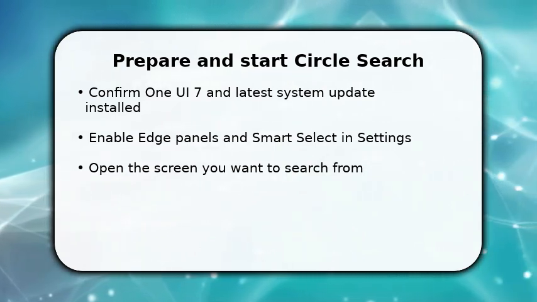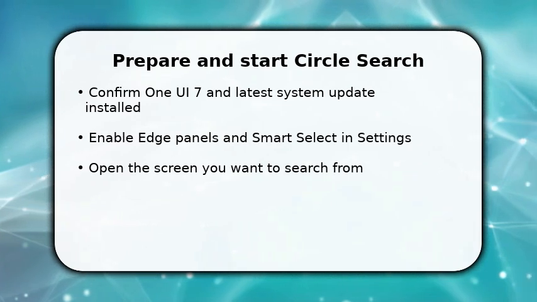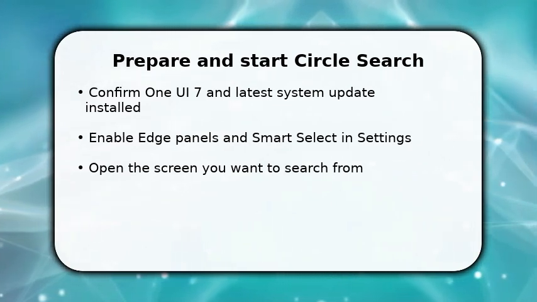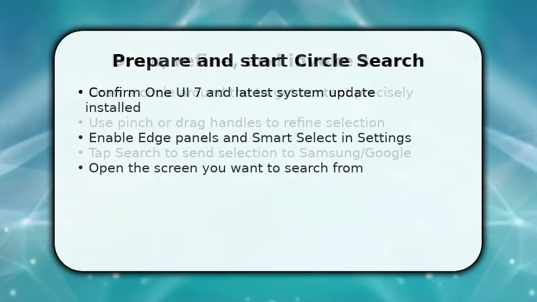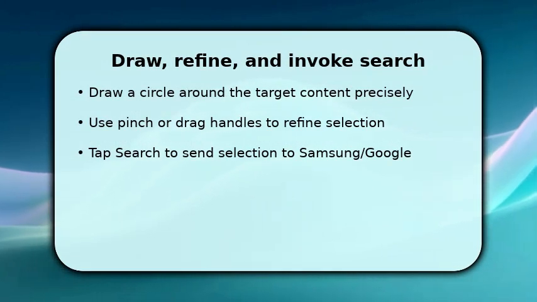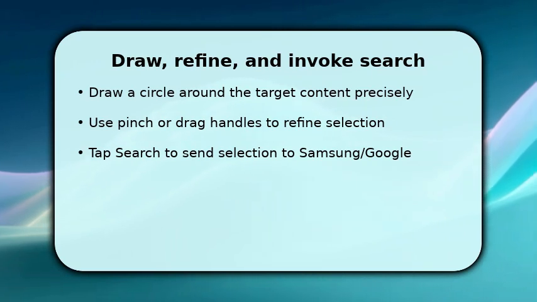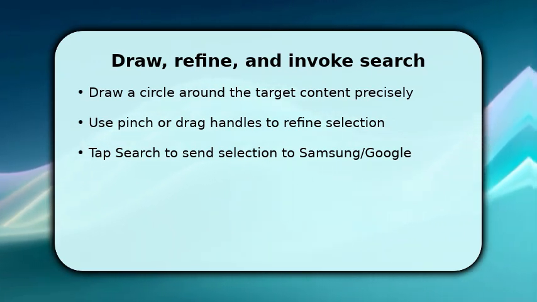Tap the Edge handle, choose Smart Select, then pick Circle Mode. This first action captures the area you care about and primes the search pipeline. You now draw, place your finger and sweep a circle around the text or image you want. Make the circle tight to reduce noise.